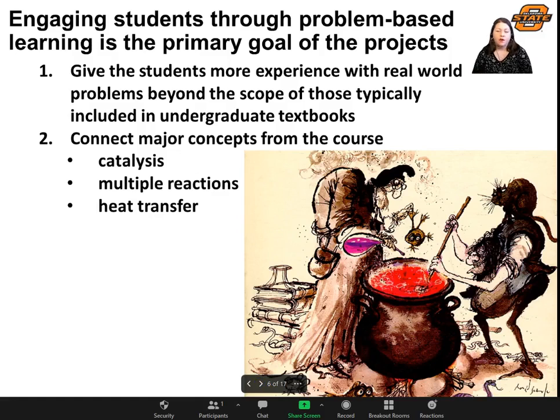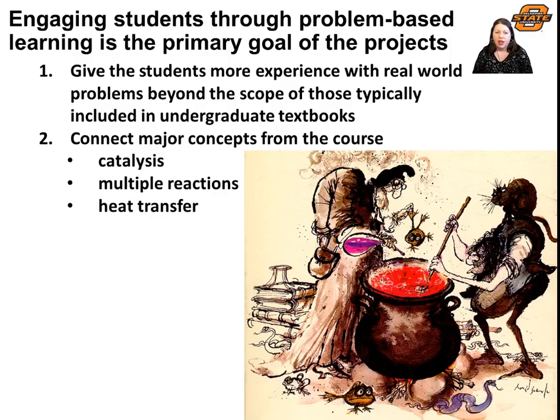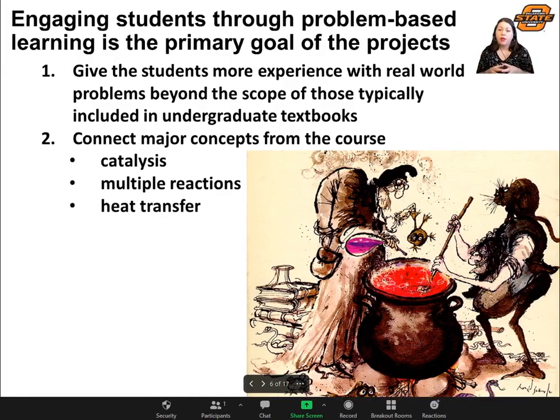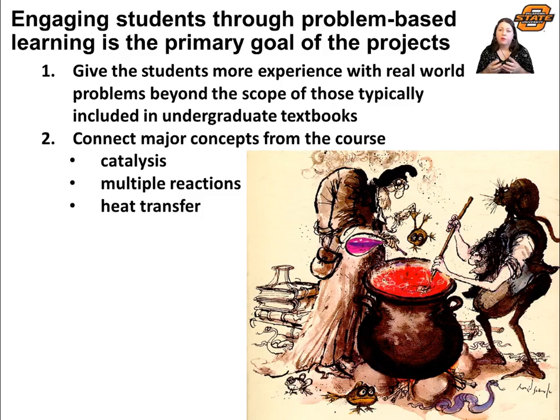So the overall goal of this project is to engage students through problem-based learning. And so they're getting experience with real-world problems beyond the scope of those typically covered in undergraduate textbooks. There are major concepts in the course of catalysis, multiple reactions, and heat transfer, but those are not blended together in very many problems in the entire text. And so this project gives them the opportunity to weave those together and to solve realistic problems that involve all of these aspects.